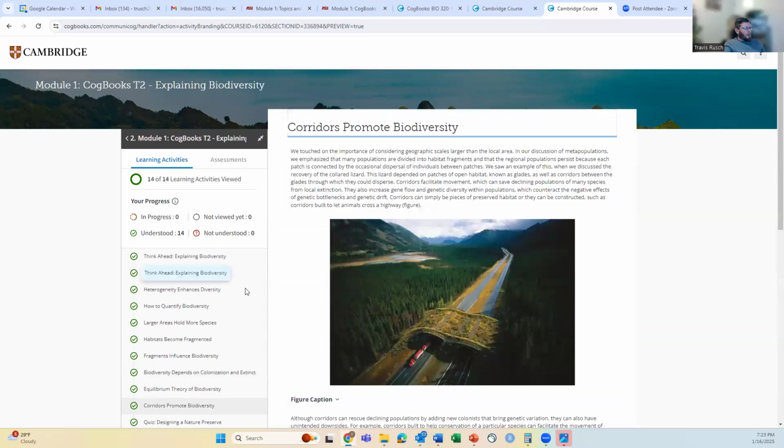Okay. And then they talk briefly about how corridors promote biodiversity. So, how would we describe what a corridor is? It defragments the habitat. Yeah, kind of. Maybe a better way to put it is it connects similar habitats, right? Because right here we have this bridge that's connecting two forested habitats.